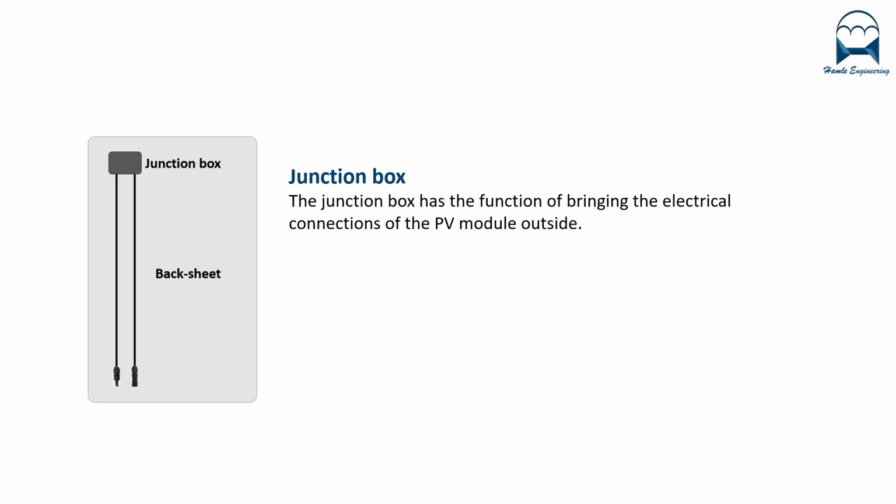Junction box and backsheet. The junction box has the function of bringing the electrical connections of the PV module outside. It contains the protection diodes for shadows and the cables for the connection of the panels in the field. In choosing the junction box, we pay attention to the quality of plastic, the goodness of sealing, the type of connection of the ribbon, and the quality of bypass diodes. Diodes integrated with microinverters were born. The price of these solutions has not yet allowed a mass distribution, although the potential is interesting.